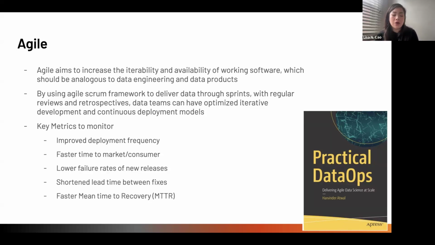A really good book to go over some of these things is Practical DataOps. I would highly recommend it. It's a little bit more data science focused, but I think a lot of the principles there are very applicable and very great in terms of organizational focus.